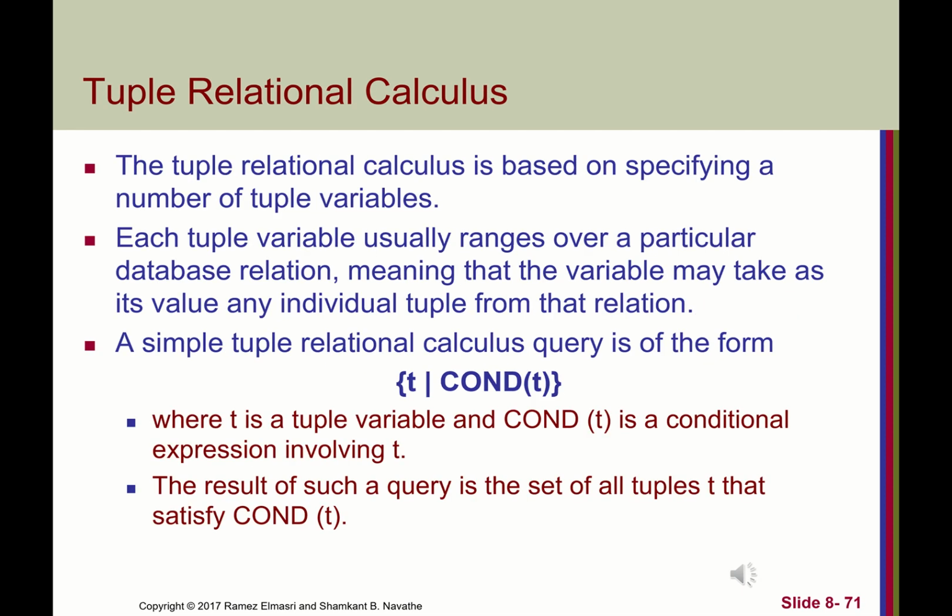The tuple relational calculus is based on specifying a number of tuple variables. Each tuple variable usually ranges over a particular database relation, meaning that the variable may take as its value any individual tuple from that relation. A simple tuple relational calculus query is of the form {t | cond(t)}, where t is a tuple variable and cond(t) is a conditional expression involving t. The result of such a query is the set of all tuples t that satisfy cond(t).